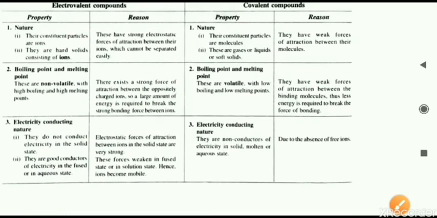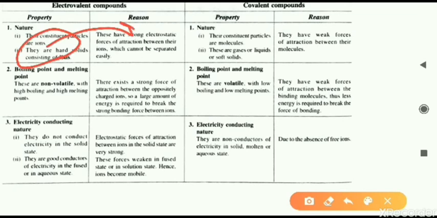From the beginning, we'll have a short look again. The first one, nature of the compounds. Electrovalent compounds are formed of ions and have a strong electrostatic force of attraction. Because of this force, what will happen? These will become solids. On the other side, weak forces are present in covalent compounds. As a result, these molecules will be present in the form of gas, liquid or solid.